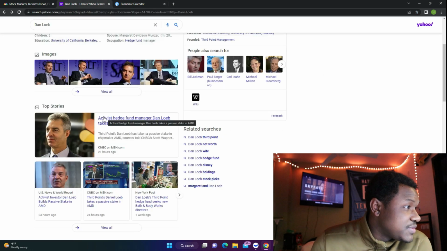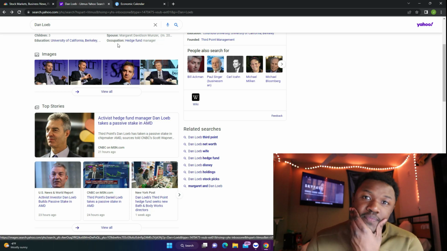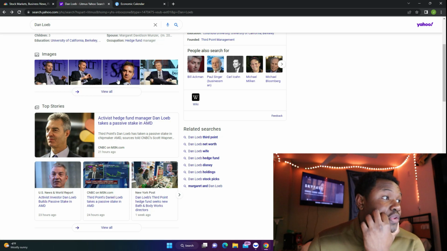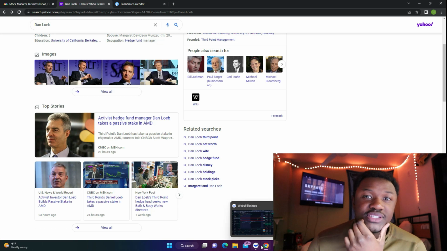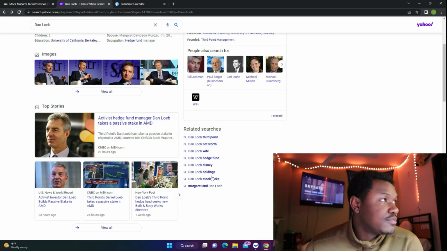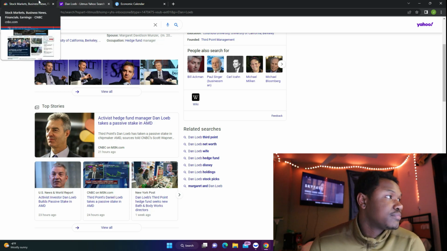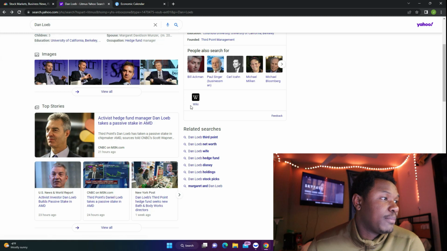So if you see here, it says activist hedge fund manager Dan Loeb takes a passive stake in AMD. This man spent like $13 million on AMD shares and pumped up the entire NASDAQ market, which left me and everybody in put contracts, everybody short in the market, just to hell, right? And after reading this, I should have sold, but I never did, which is just super stupid on my part.